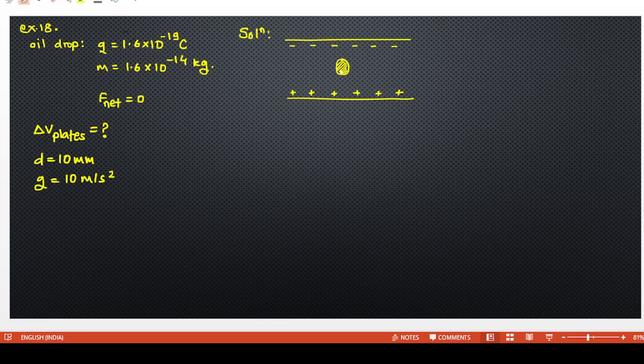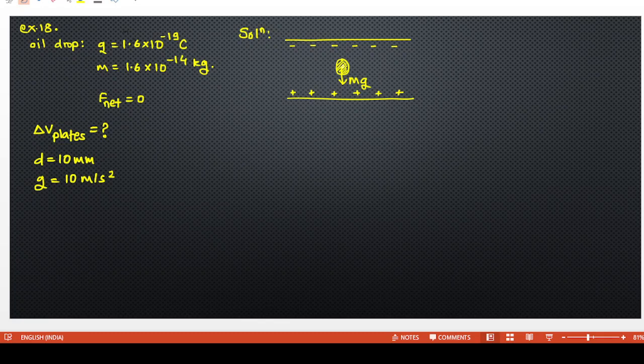What are the forces on the oil drop? First force that will act on this oil drop will be own weight mg, but net force acting on the oil drop is 0. So there should be one more force acting on this oil drop. It has mass, so it will experience gravitational force. It has charge, so it will experience electric force.